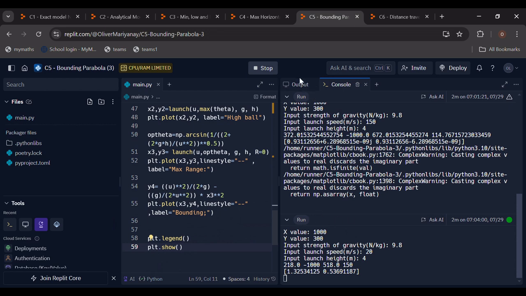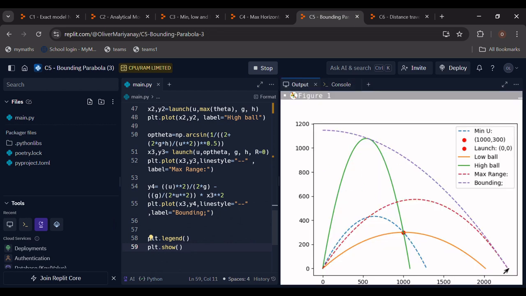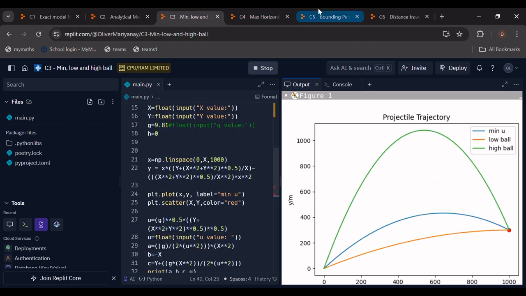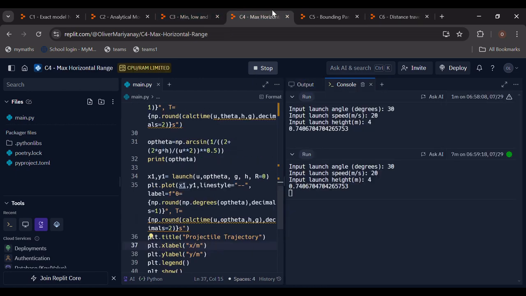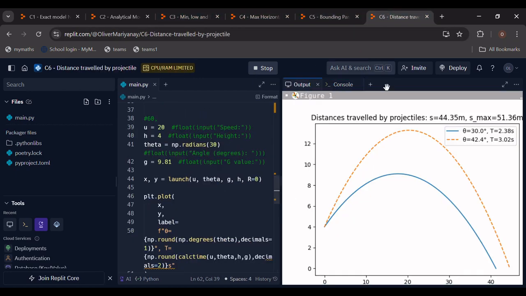Here on the fifth one you get everything in one, along with the bounding parabola, which contains every possible point you could hit with a given speed. On the sixth we get the distance travelled by both the optimal angle and your input.